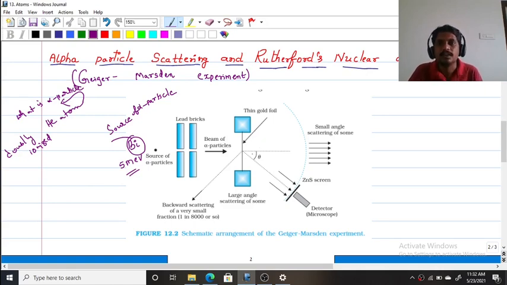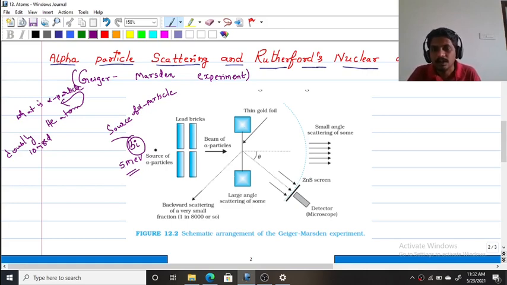So why is a gold foil chosen here? Because gold has good malleability and ductility properties. Gold can be made into very fine sheets, thin plates. That is a good property of gold. That is why gold is chosen, and it is heavy also.